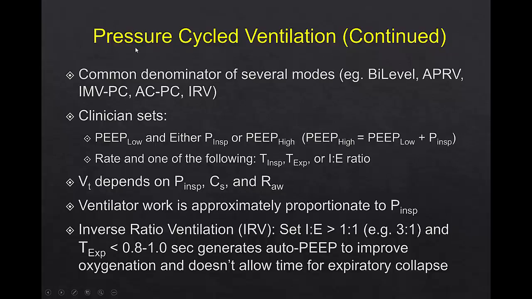We can run a pressure cycle mode with or without inverse ratio ventilation. This is just how we set up the timing. Effectively, as soon as we invert the I to E ratio, for example, 3 to 1, we call that inverse ratio ventilation. So I haven't gone over any modes here. I just showed you the themes that will come up with all pressure cycled ventilation. These are the themes.